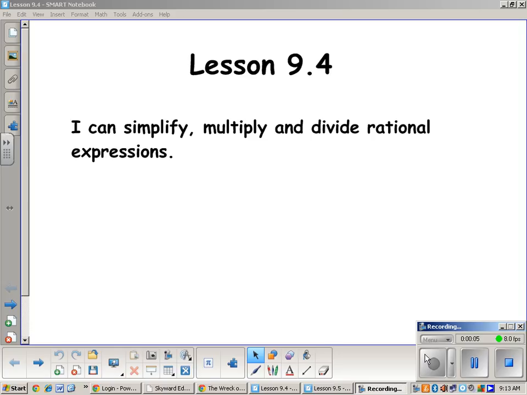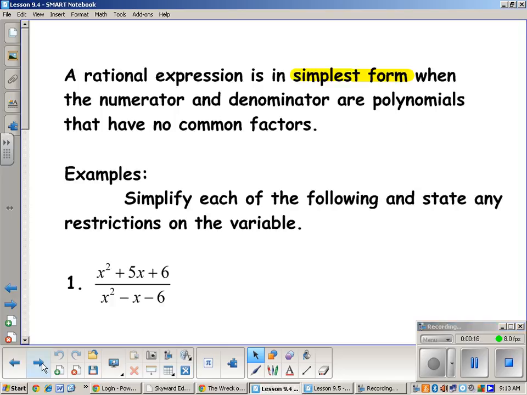Today, again, we're going to do an abbreviated lesson on 9.4 and 9.5. In 9.4, we're going to talk about simplifying, multiplying, and dividing rational expressions. First of all, we have to understand what a rational expression is.